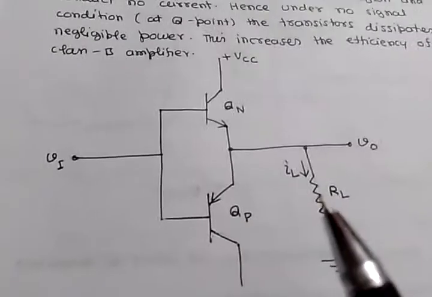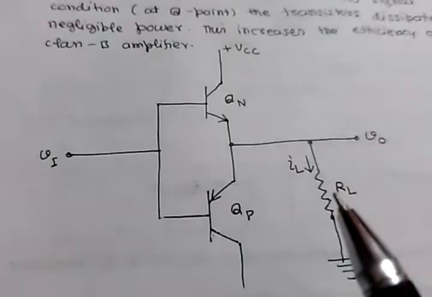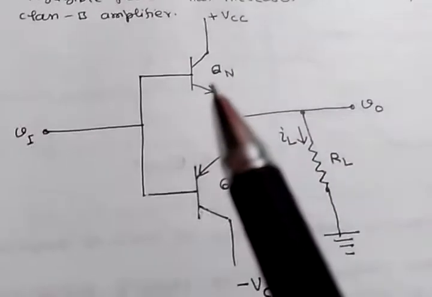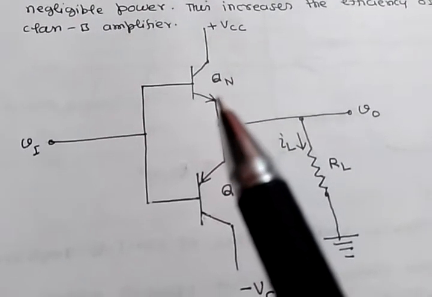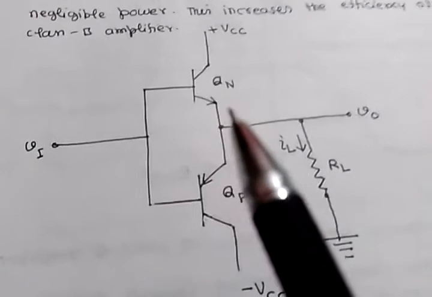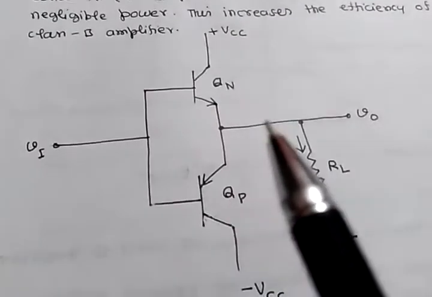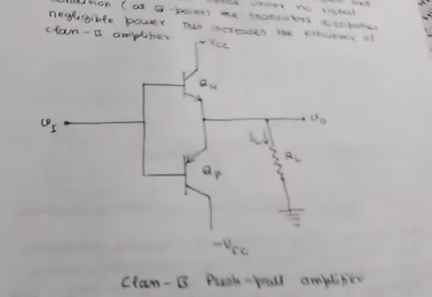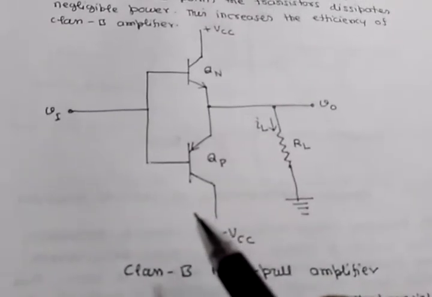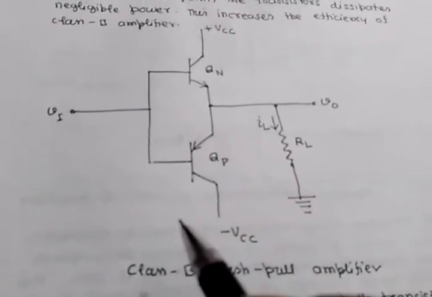The current supplied to the load is only due to the transistor QN. So QN will work as a source in the positive half cycle and it will supply the load current. Now consider the negative half cycle of the input signal.